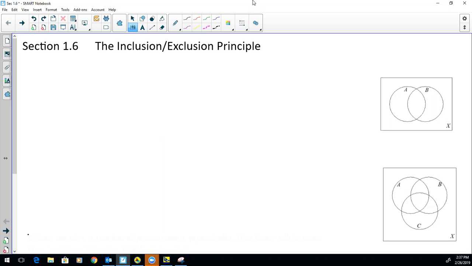Okay, let's finish up chapter 1 here, section 1.6, inclusion-exclusion principle. It's something you've probably used if you've taken probability or done some minor set theory type stuff before. And as usual, we're going to take what is a fairly simple idea and complicate it severely.